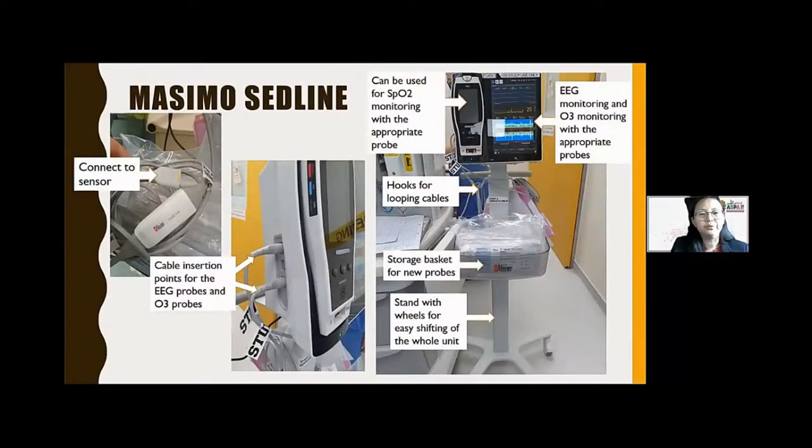This is a picture showing you the Masimo SET9 setup. You can see in the picture on the right that the monitor is mounted on a stand with wheels, and this comes with hooks for looping cables and also a storage basket for new probes. The stand also comes with wheels so that you can shift the whole unit more easily. On the screen, you have the ability to monitor EEG waveforms and also O3 monitoring with the appropriate probes. On the left side of my screen, these are pictures of the cables which you will use to connect from the patient end to the machine end and the insertion points of the cables onto the machine itself.